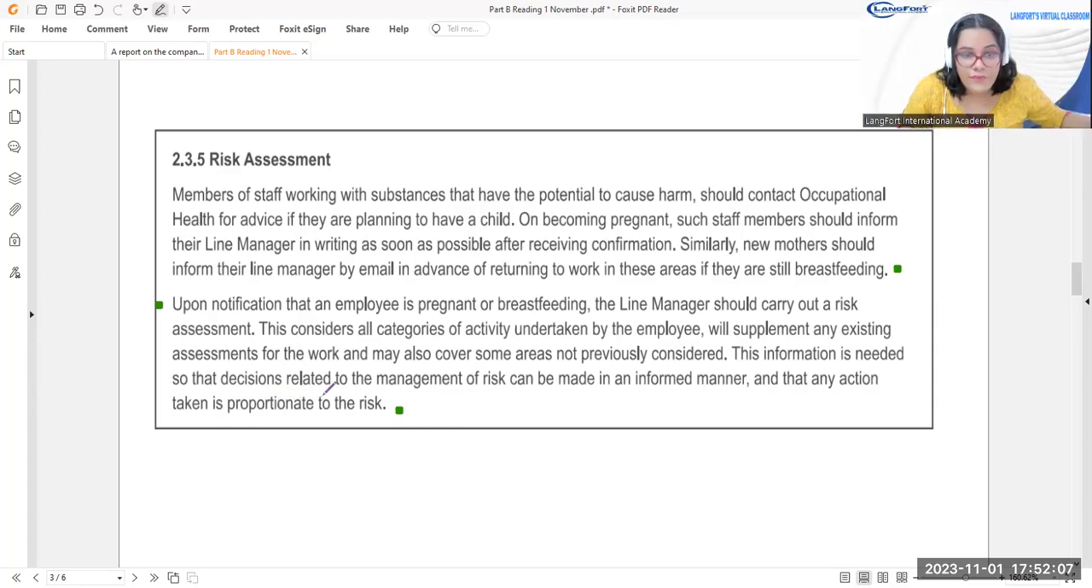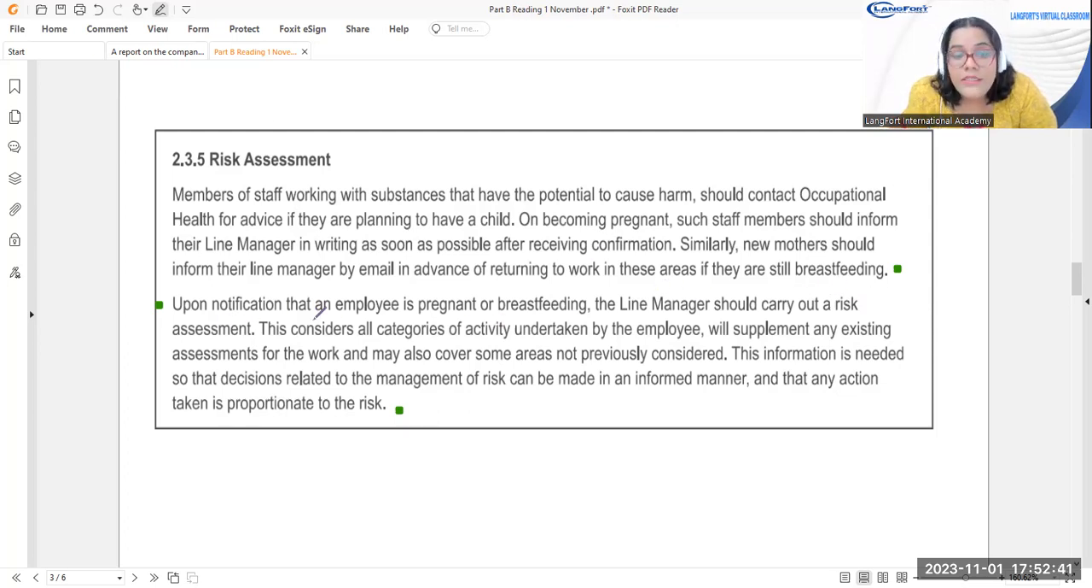Okay, upon notification, upon receiving information that an employee is pregnant or breastfeeding, the staff member will confirm. Once the confirmation comes, the staff member will give it in written form. They will inform the line manager about the confirmation of the pregnancy. And if the new mothers who are still breastfeeding are coming back to work, they will send an email in advance.